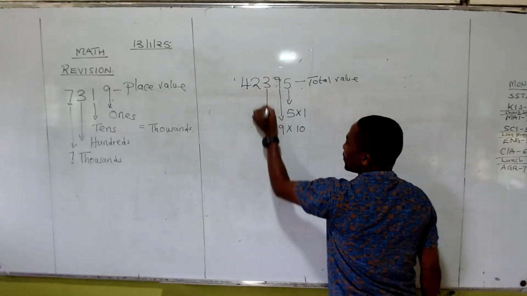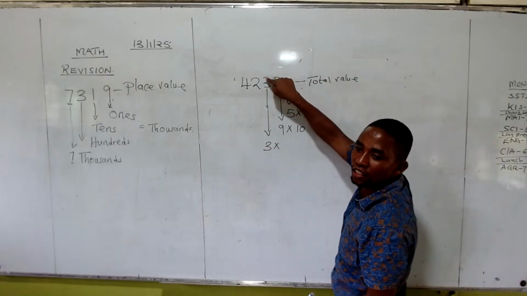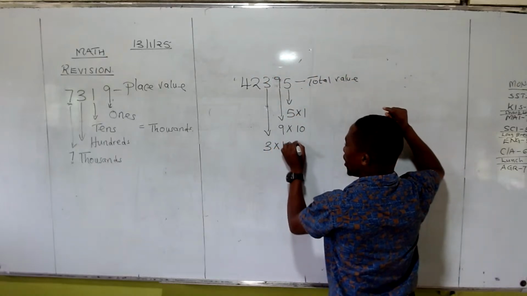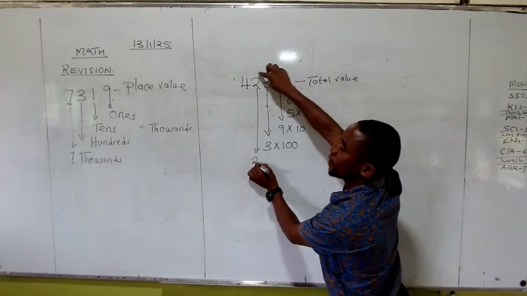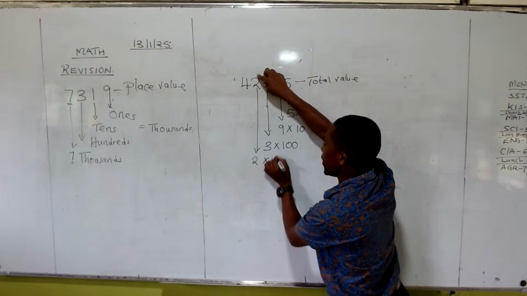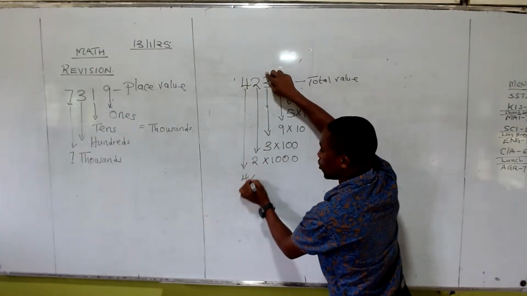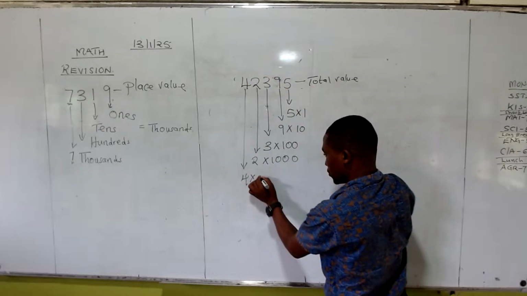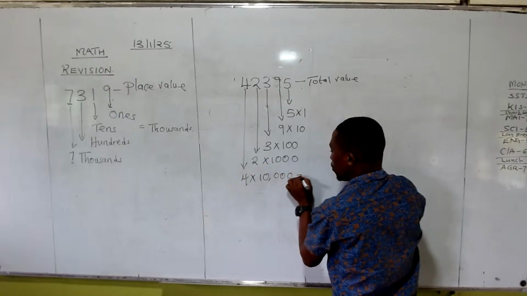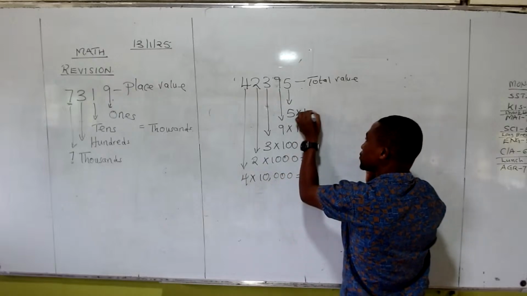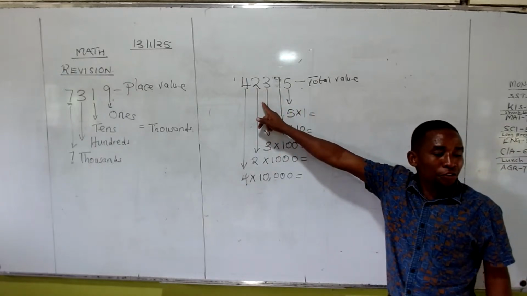So what is the third digit here? The digit is 3. What is the place value? 100. I multiply by 100. Go to the next digit. It is 2. What is the place value? 1,000. So multiply by 1,000. The next digit is 4. What is the place value? 10,000. So tens of thousands, you multiply by 10,000. Then work out the results. The result you get from this working is the total value of the given digits.